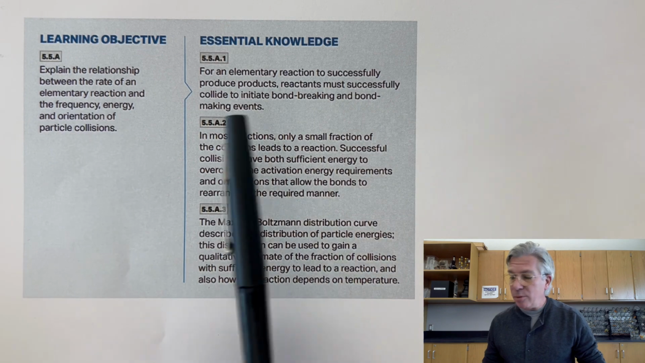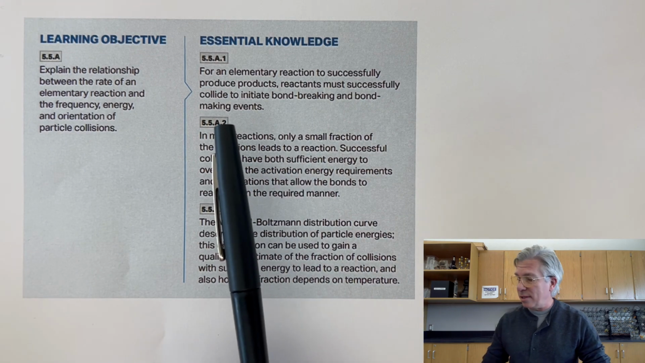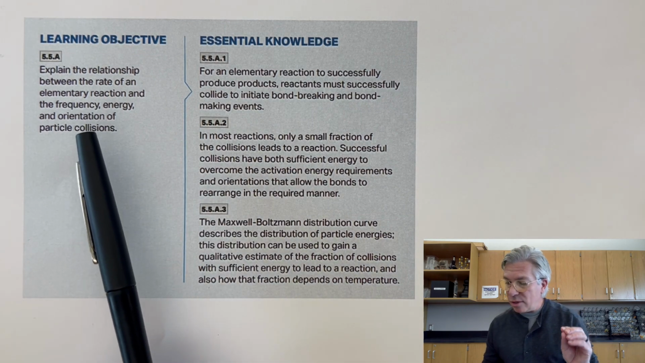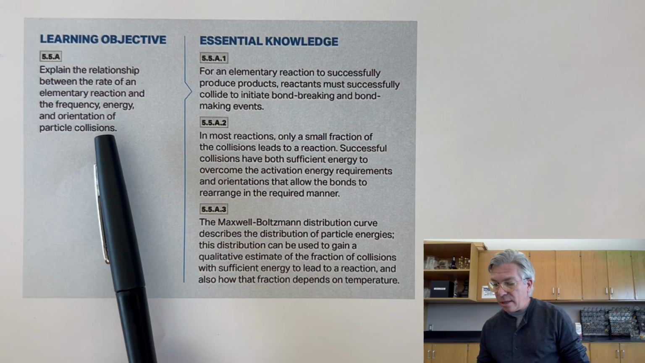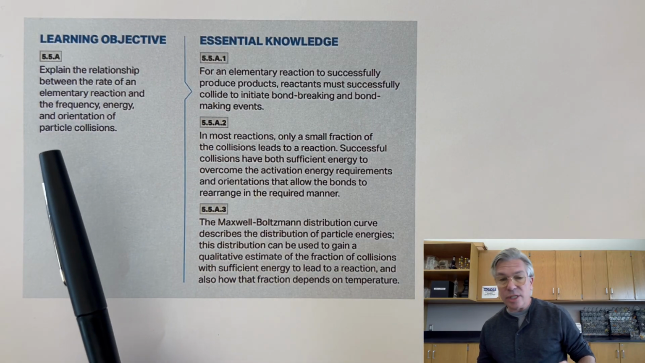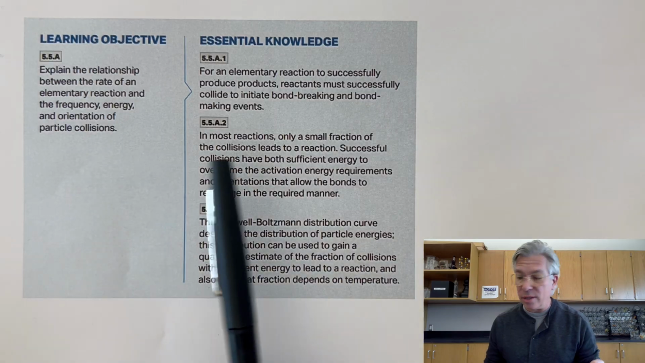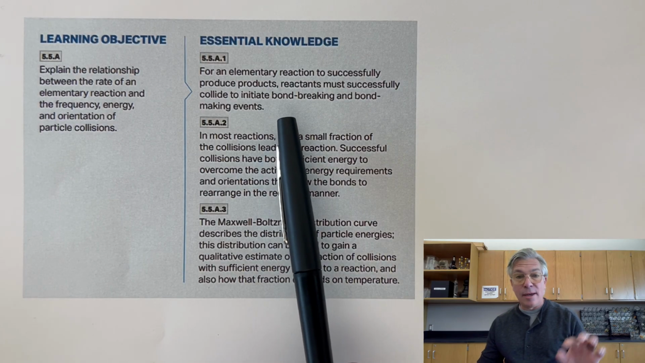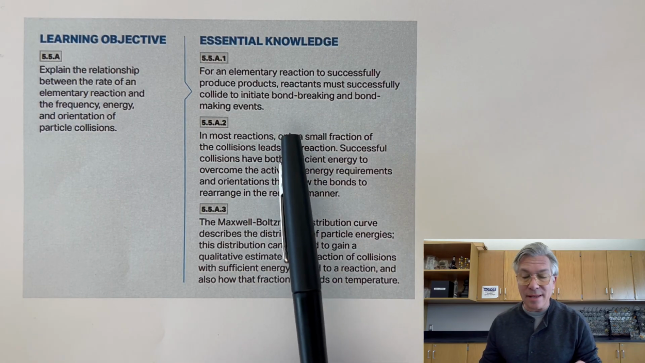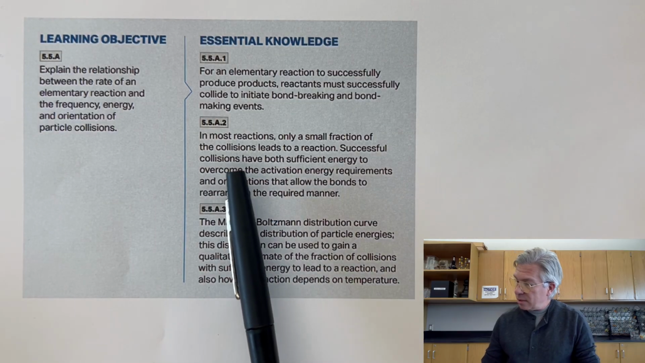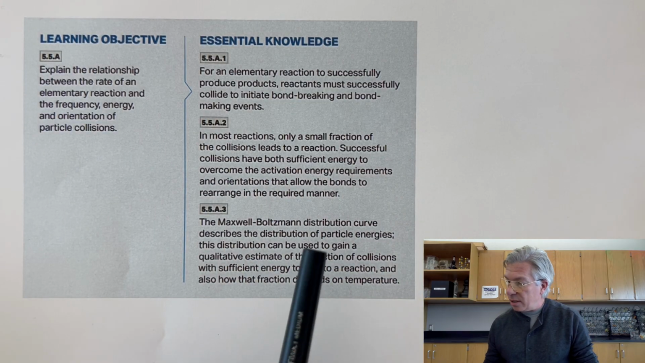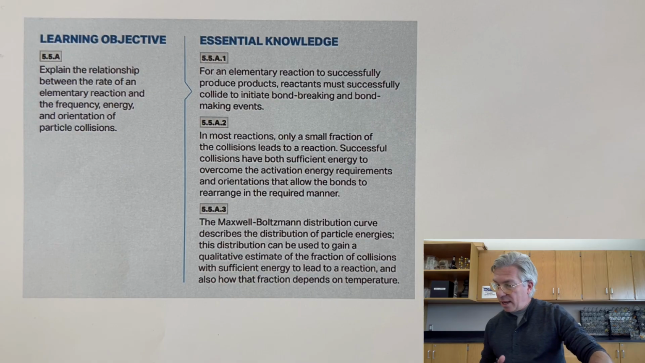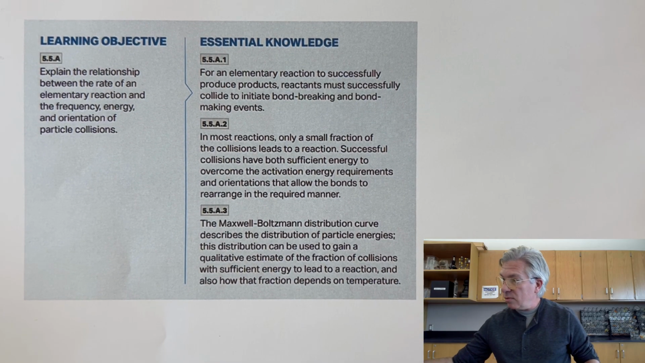Here are our learning objective and essential knowledge statements for this episode. The learning objective is to explain the relationship between the rate of an elementary reaction and the frequency, energy, and orientation of particle collisions. For an elementary reaction to be successful and produce products, reactants must successfully collide to initiate bond breaking and bond making events. In most reactions, only a small fraction of the collisions leads to a reaction.